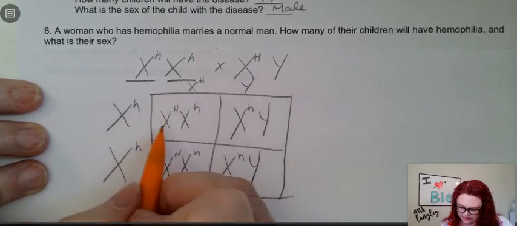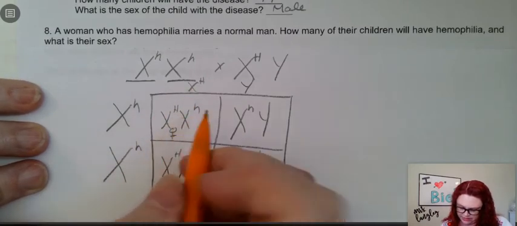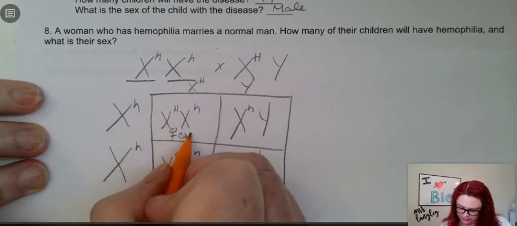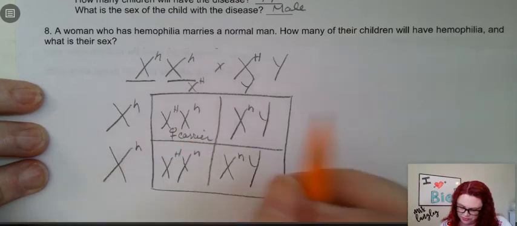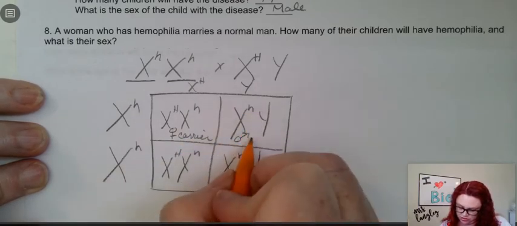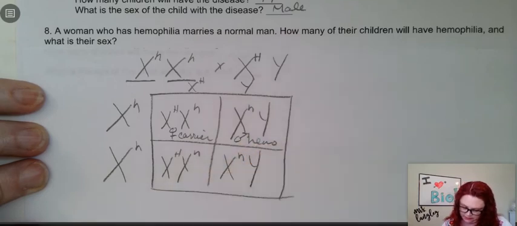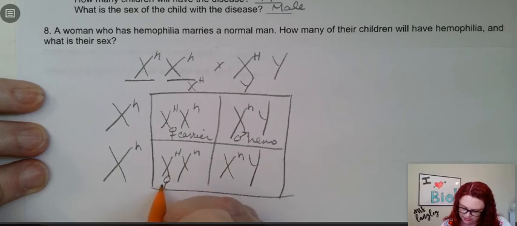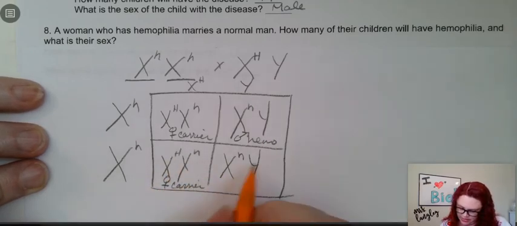I have 2 X's for female, heterozygous, that means carrier. XY, so this is male with a little h, that means hemophilia. 2 X's, that is female, and this is a carrier. XY, that is male, and that is hemophilia.